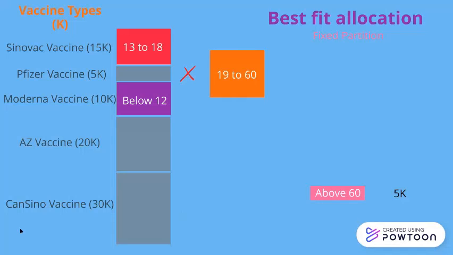Next, we try with the third age group. The Pfizer vaccine cannot fill in the age group. The AZ vaccine can fill in the age group, but we need to check all the vaccine types. The CanSino vaccine can fill in the age group, but the block size is larger than the AZ vaccine. So for the age group of 19 to 60, we select AZ vaccine as the best fit.